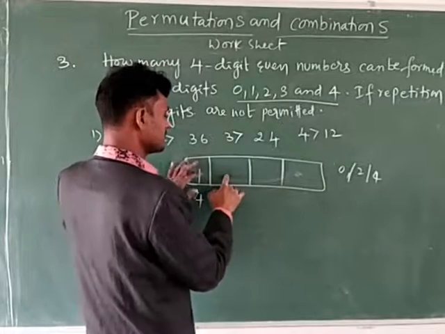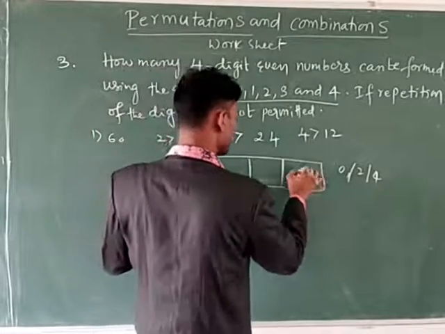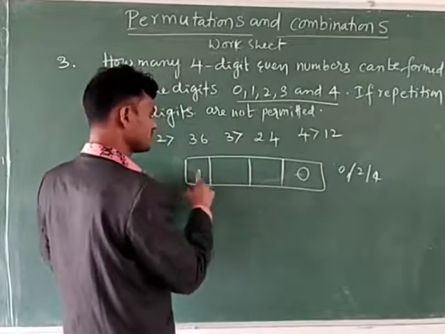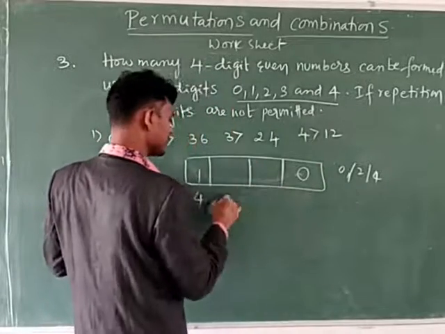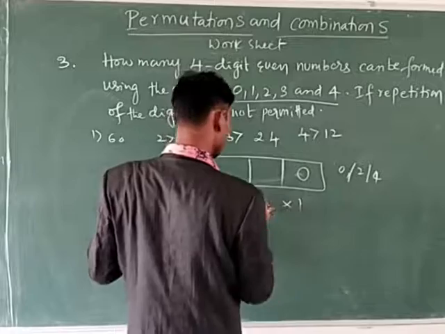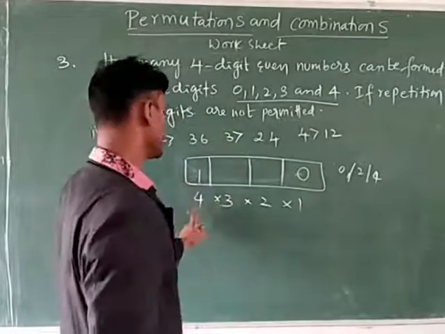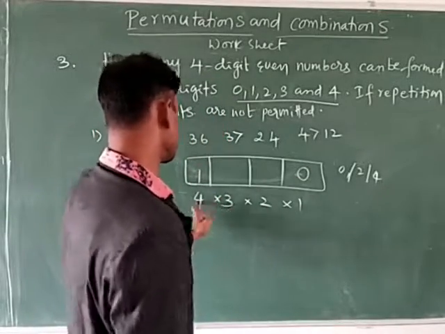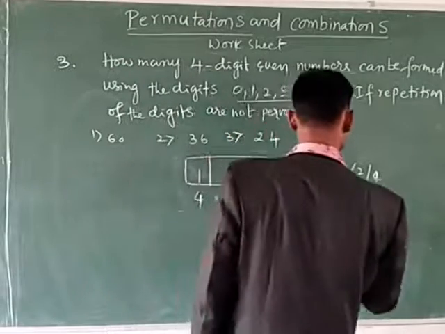First you have to take 0 at the unit place. Here 0 is not possible at the start, so the first case is unit digit 0. Then 3 ways, 2 ways, 1 way. Unit digit 0 means 4 into 3 into 2 into 1, 24 ways is possible.